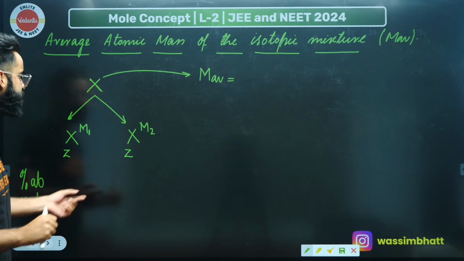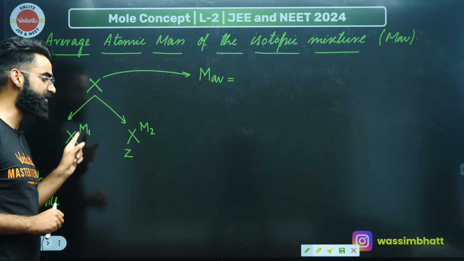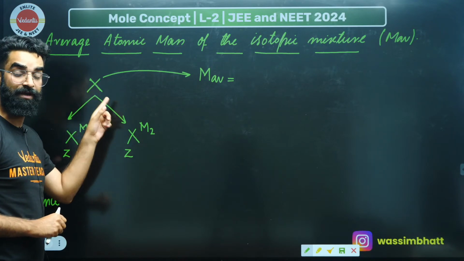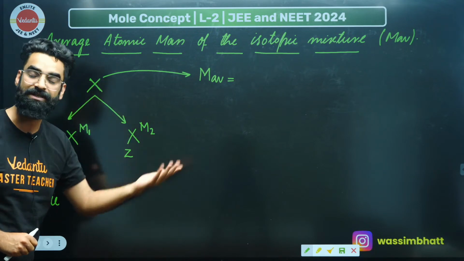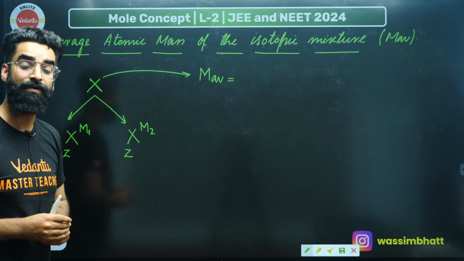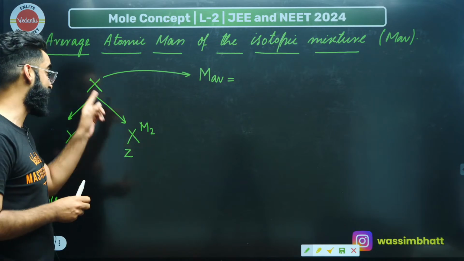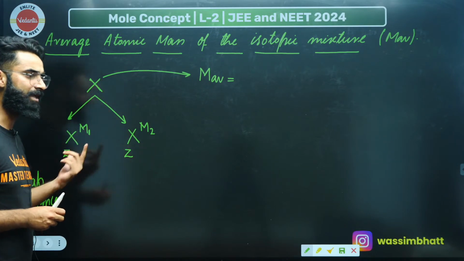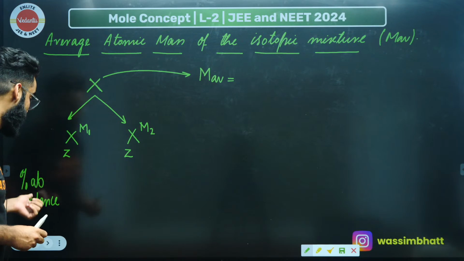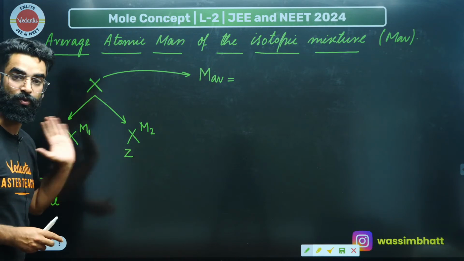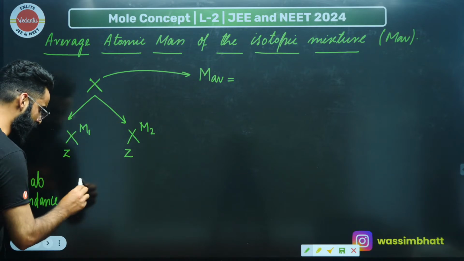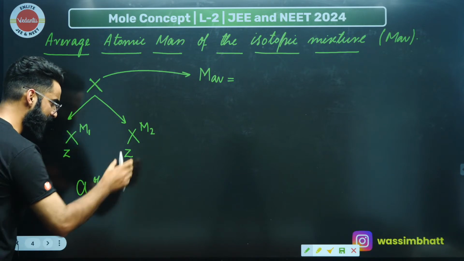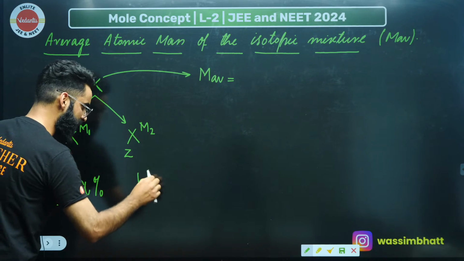First of all, remember, whenever the element has isotopes, for that particular element which has isotopes, we do not define its normal atomic mass. We calculate its average atomic mass. And in order to calculate the average atomic mass of an element which has isotopes, what do we need? We need the percentage abundances of its isotopes, right? Now I'm assuming the percentage abundance of this particular isotope is A and the percentage abundance of this particular isotope is B.